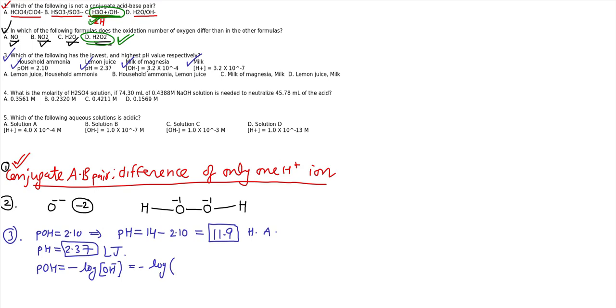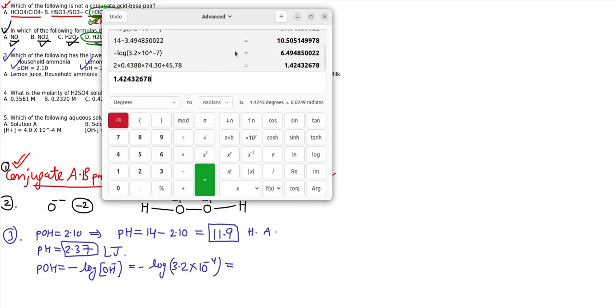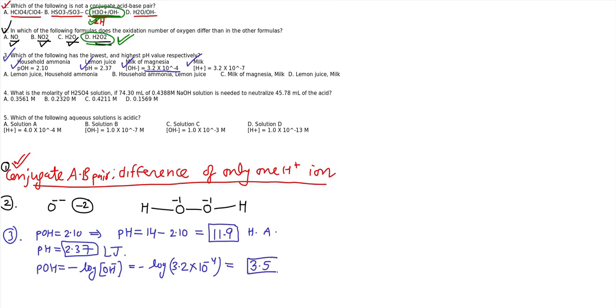Minus log OH minus concentration for the milk of magnesia, which is given as 3.2 into 10 raised to the power minus 4, and we can use a calculator to calculate this. So minus log of 3.2 into 10 raised to the power minus 4, right? And how much is it? It is 3.49, or simply you can write 3.5. So this is pOH, right?